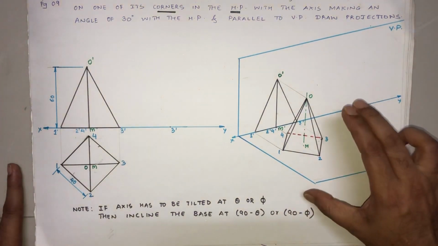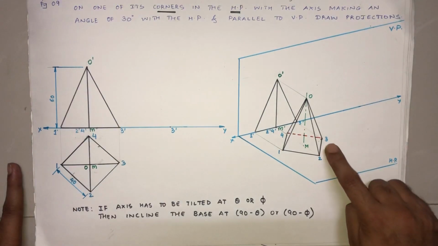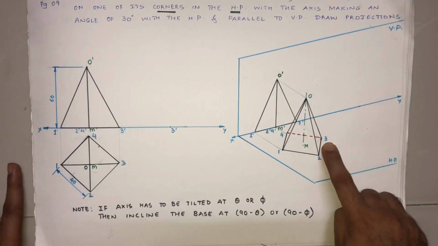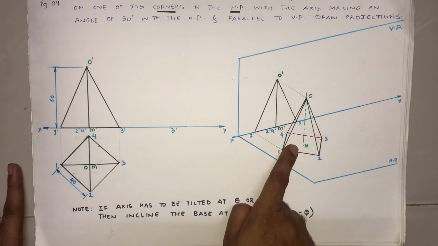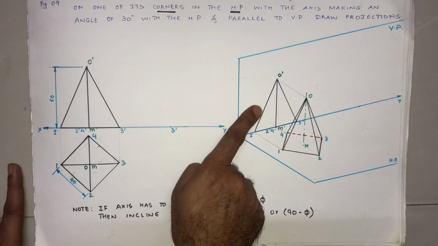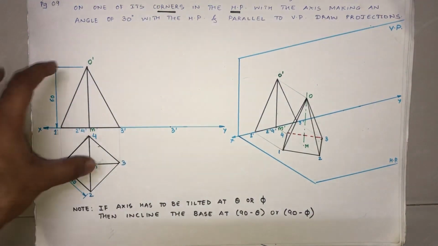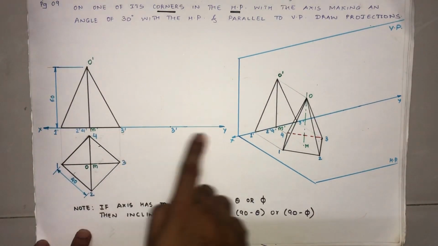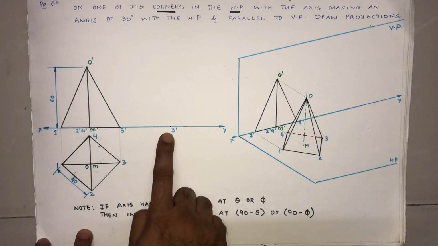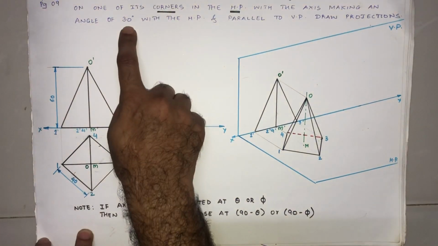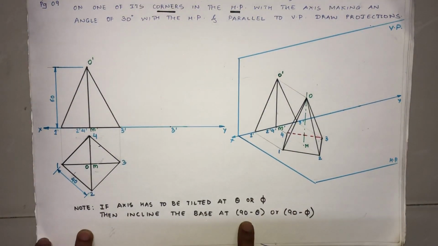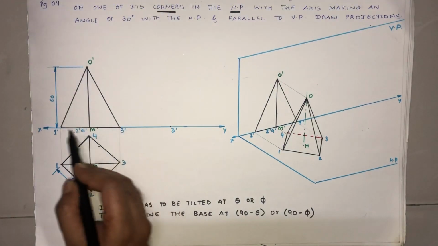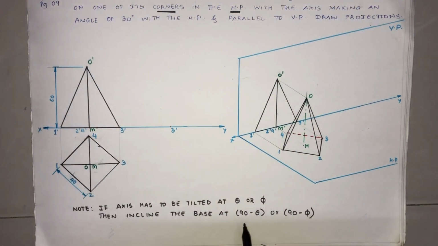Now if we tilt this to the right, the point which is going to be on the HP is 3. Alright. In other words, tilting this solid is equivalent to tilting this view. We are going to tilt this entire view to the right. So the only point that will lie on the XY is 3 dash. Now, we are not going to look at 30. We are going to look at this point. We are going to incline the base at an angle of 60 degrees, 90 minus 30, that is 60.